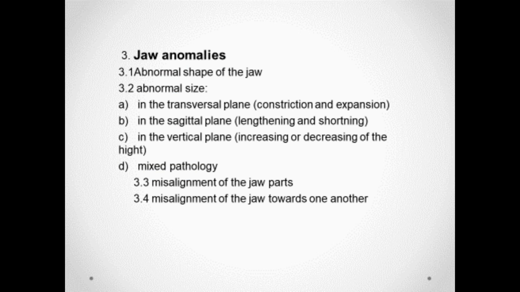Jaw anomalies. Abnormal shape of the jaw. Abnormal size. In the transversal plane, constriction and expansion. In the sagittal plane, lengthening and shortening. In the vertical plane, increasing or decreasing of the height. Mixed pathology. Misalignment of the jaw parts. Misalignment of the jaw towards one another.